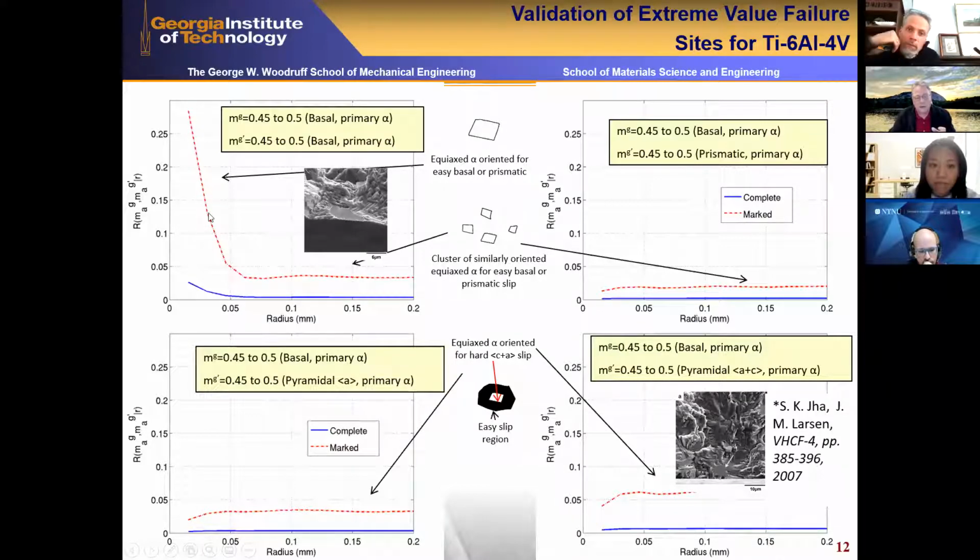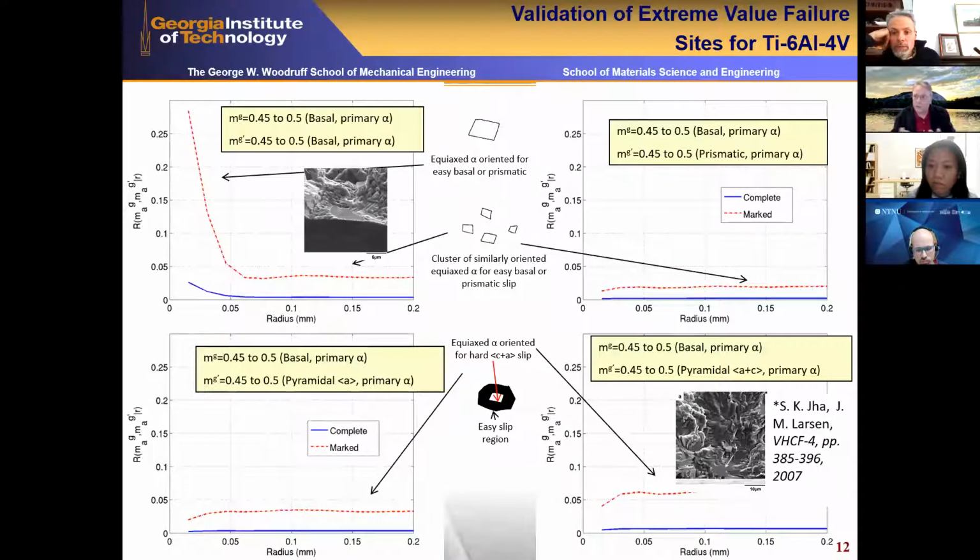So indeed, we find a very strong probability shown at upper left for two contiguous large alpha particles with a favorable basal slip configuration. And down at lower right, we find similarly a very high probability, the red is above the blue significantly, of finding a favorably basal oriented primary slip alpha next to a C plus A oriented hard mode orientation for alpha. Those are the two that stick out.